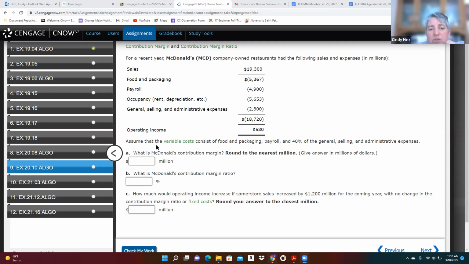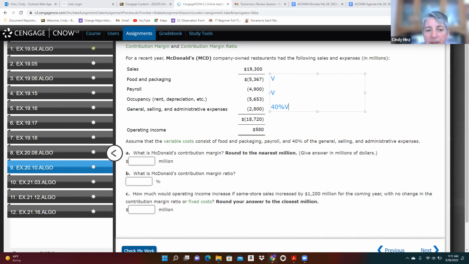We are asked to assume that the variable costs, let me get my annotate up here. I'm going to make a note of these things. So the variable costs, I'm just going to label with a V. So food and packaging is a variable cost. Payroll. And then selling and administrative, 40% of that is variable.